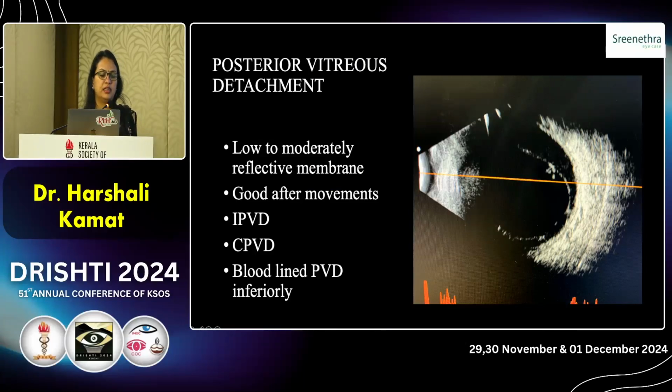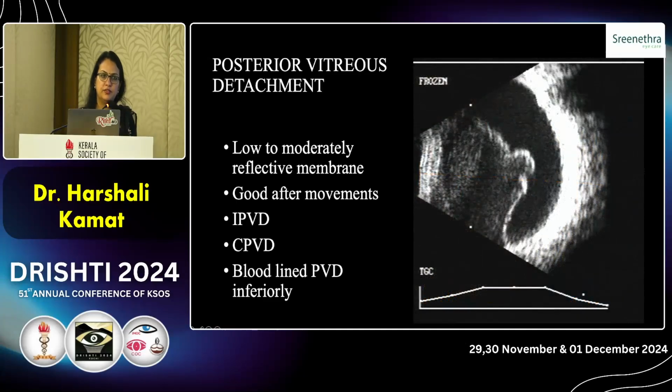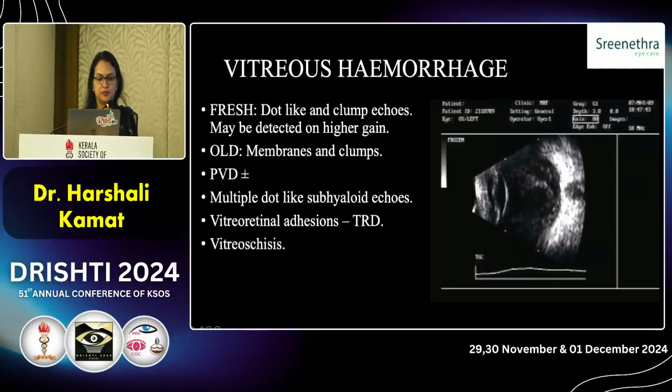Most importantly, it will have good after movements. It can be attached either to the disc or any part of the retina, wherein it will be called an incomplete PVD, or if it is completely detached, then it's a complete PVD. Sometimes in vitreous hemorrhage, the posterior hyaloid might appear very high reflective, in which case you may have to differentiate from the retinal detachment based on its after movements.